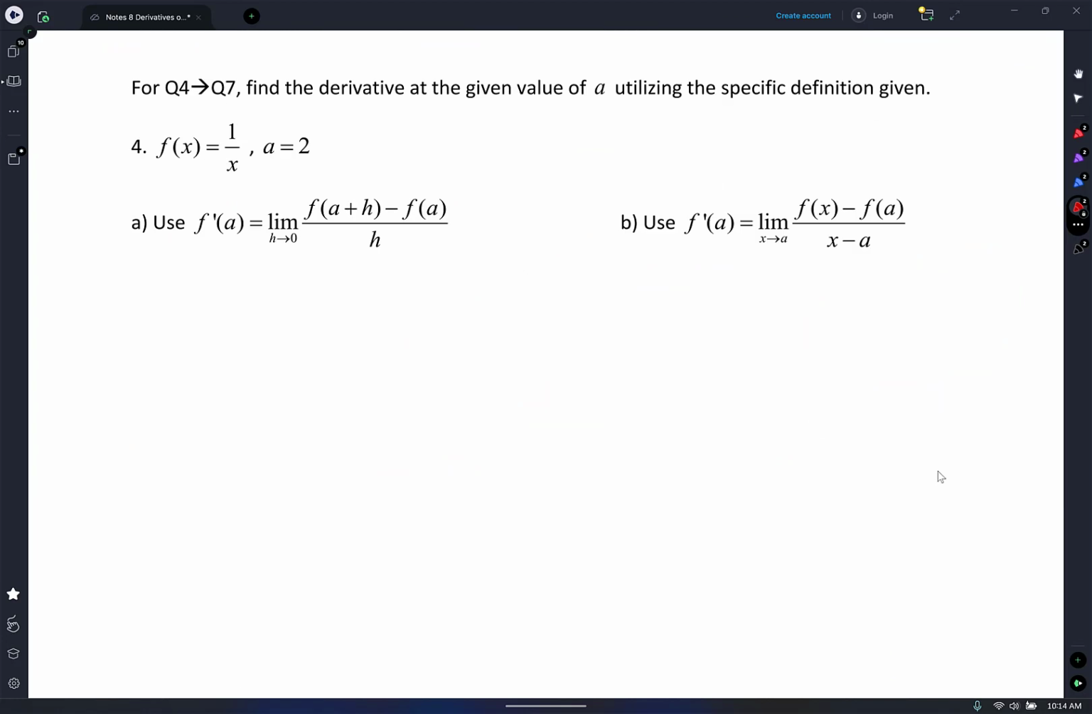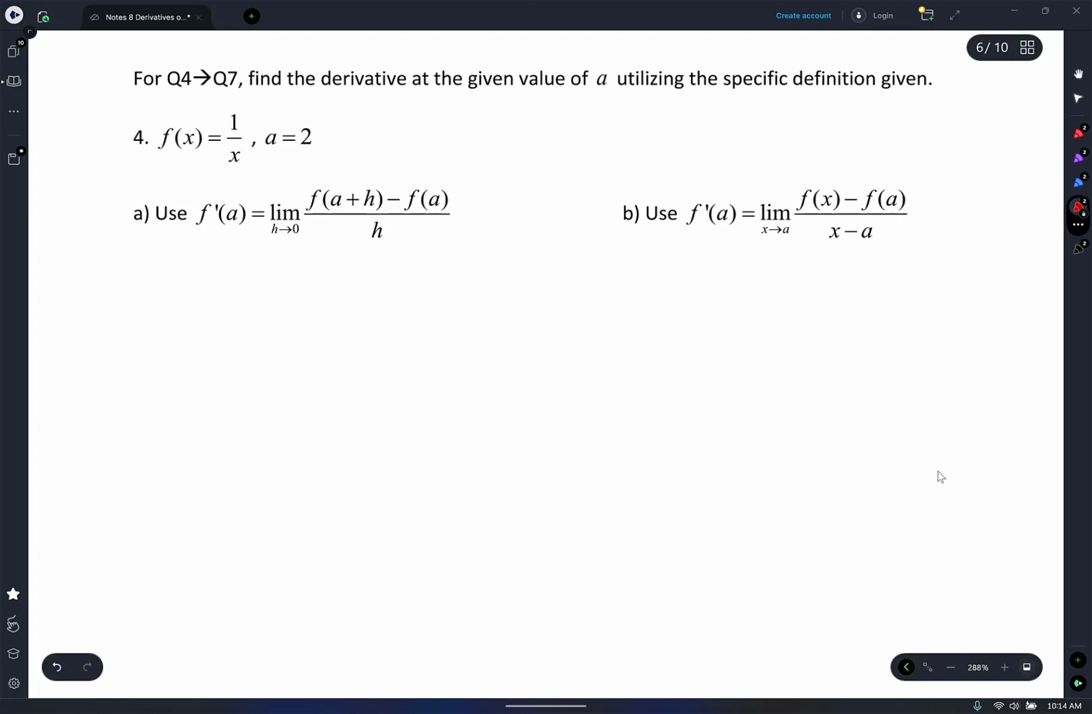So this says find the derivative at the given value of a utilizing the specific definition. So they want me to do the definition over and over again. Right now, all we're doing is using this definition over and over again until we're really good at finding tangent slope. Cool? All right, so here we go. This wants me to find f prime of 2.